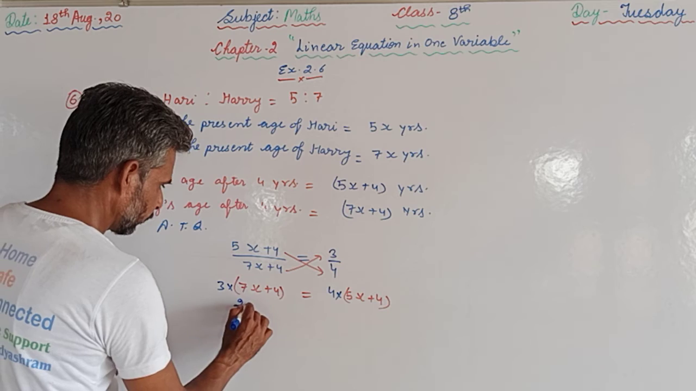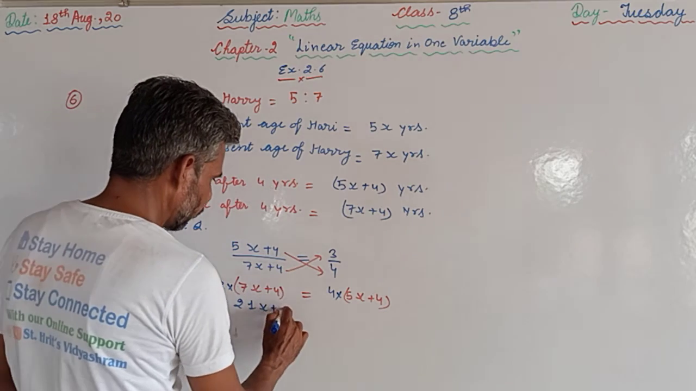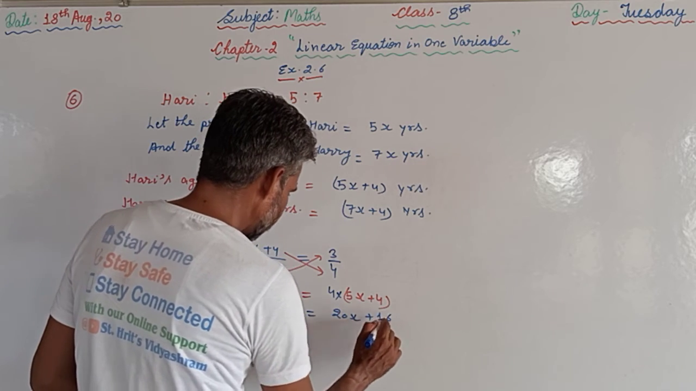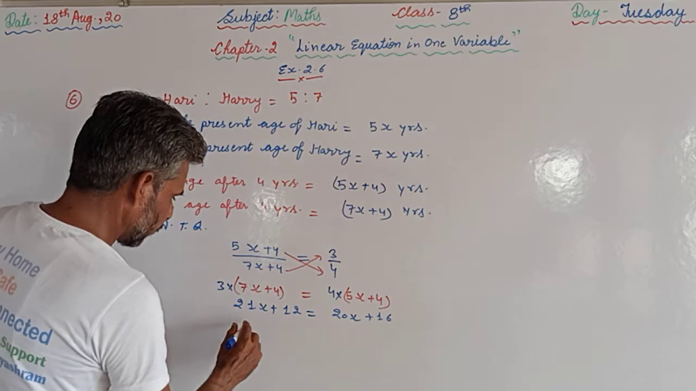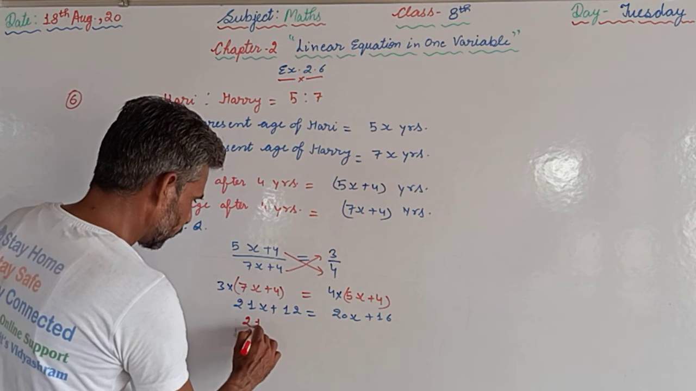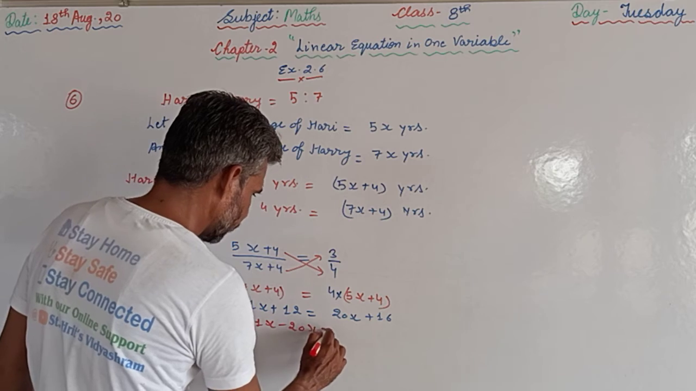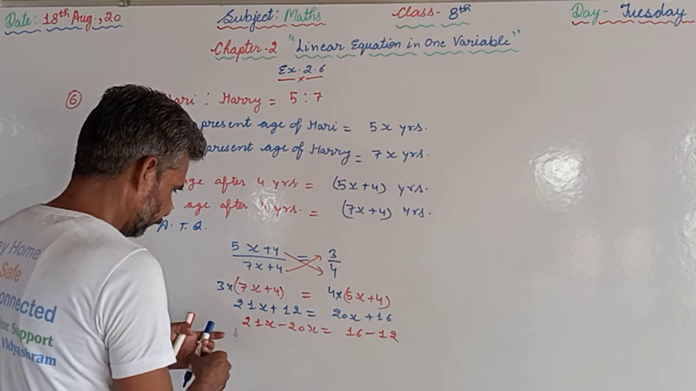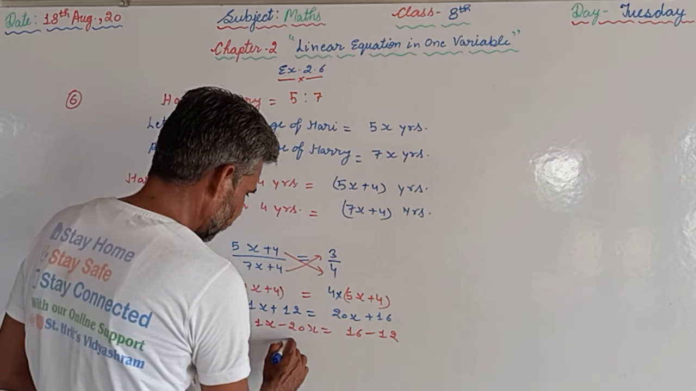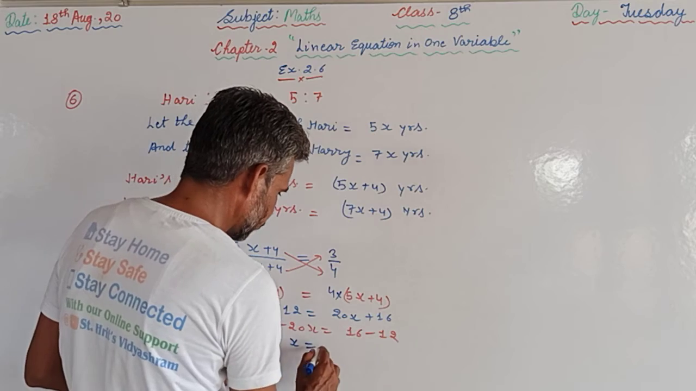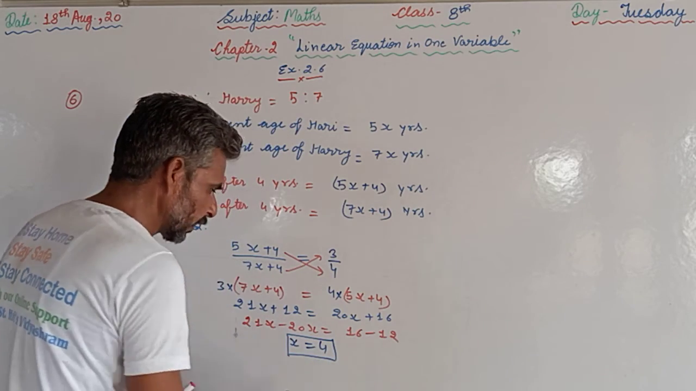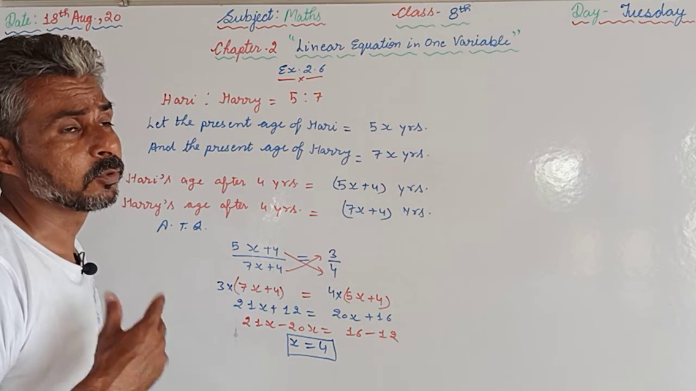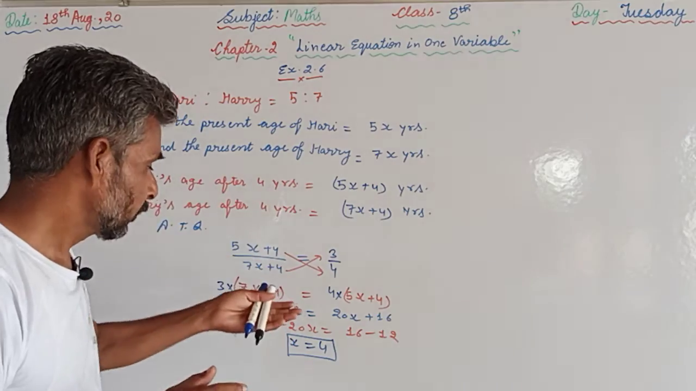7 3s are 21, 3 4s are 12, 4 5s are 20 and 4 4s are 16. So we will now collect the variable terms. On one side 21x minus 20x will be 16 and that will become minus 12 this side. So 21x minus 20x, that is x, and 16 minus 12, that is 4. So the value of x is 4, but we are not supposed to find the value of x. We are supposed to find the present ages of Hari and Harry.